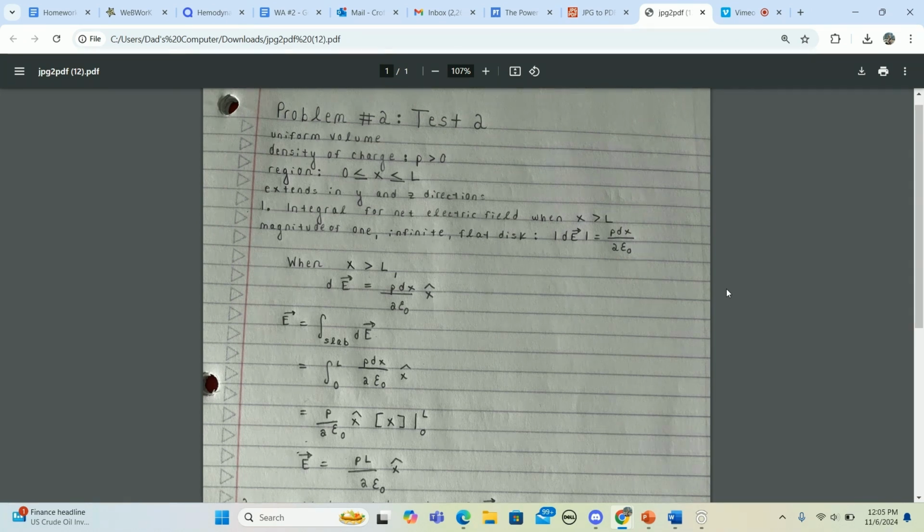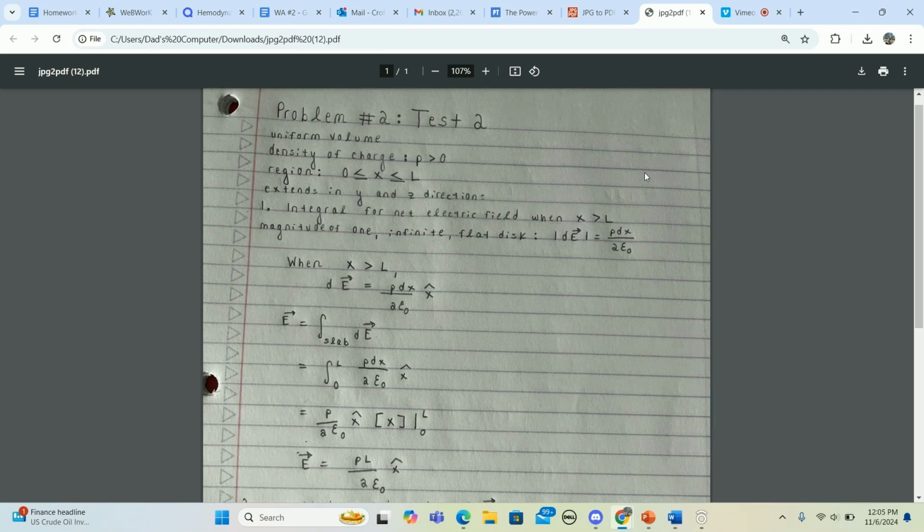So this is problem 2, test 2 from the physics test of 2024. For problem 2, it states that a slab filled with a uniform volume density of charge, ρ greater than 0, occupies the region 0 less than or equal to x, which is less than or equal to L, and extends indefinitely in the y and z directions as shown in the diagram.